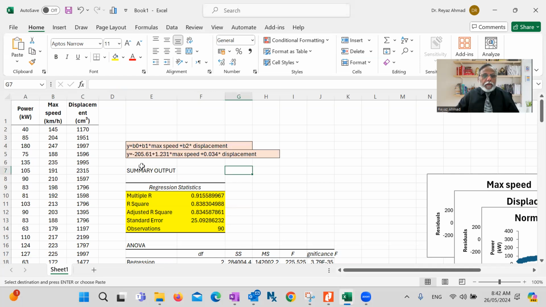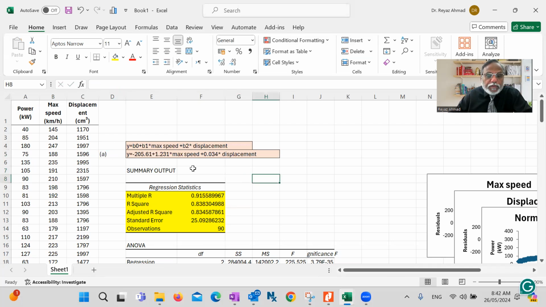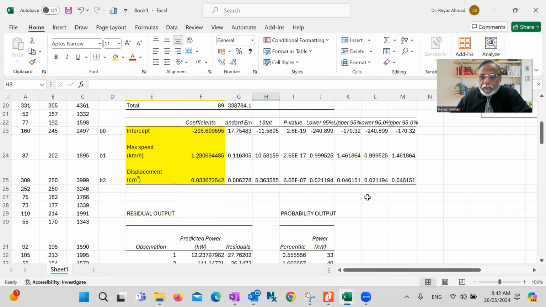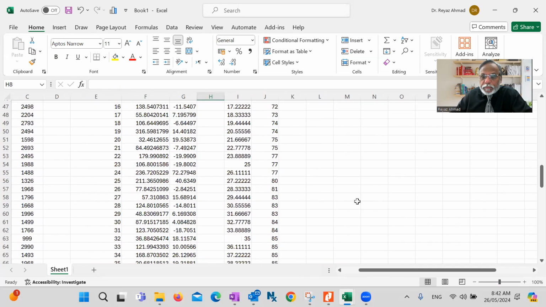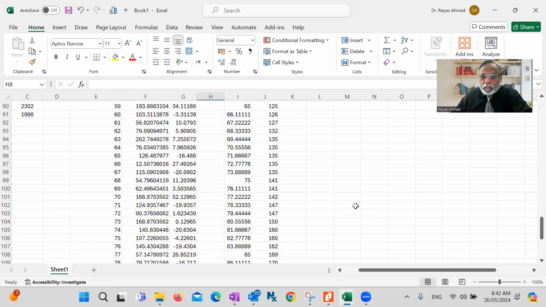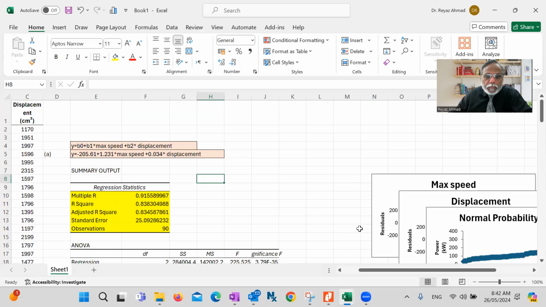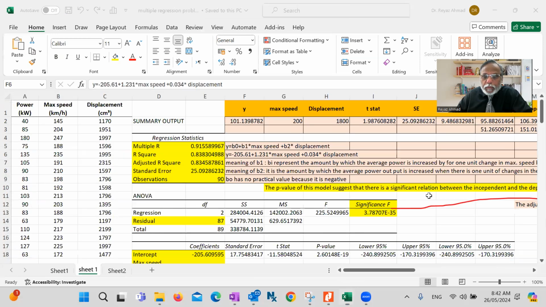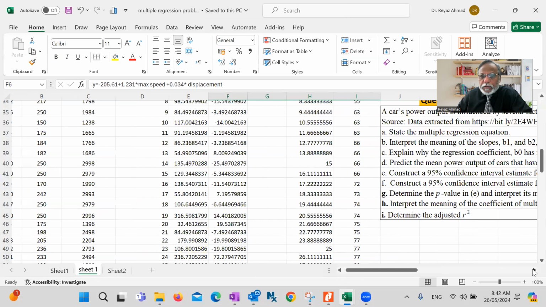So this is the answer of A. What is the regression equation? This is my regression equation. So I have already answered question number 1 here.